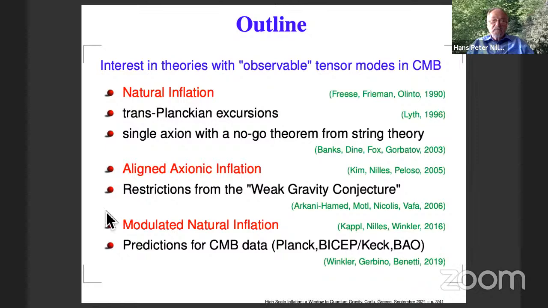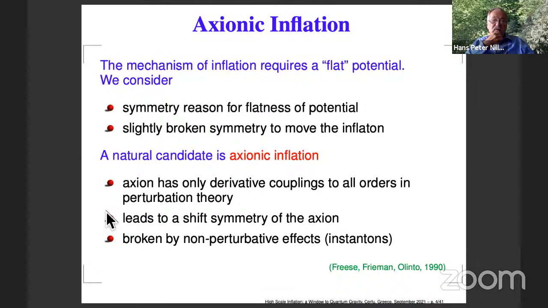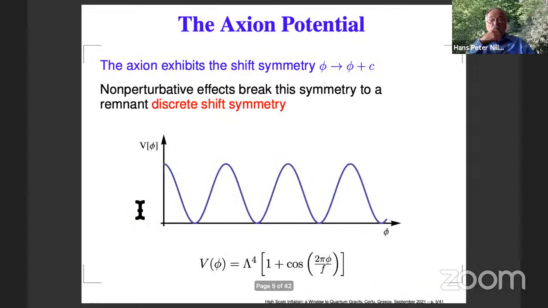So, for axionic inflation, when we want to have inflation, we require a flat potential. And of course, it is nice to have a symmetry for the flatness of the potential. Of course, it should not be completely flat, so it should be slightly broken because the inflaton has to move. As I said, a natural candidate is axionic inflation. The axion has only derivative coupling, so its potential is flat in all orders of perturbation theory because there's a shift symmetry of the axion, which is then broken by non-perturbative effects, instantons, and it breaks then down to a discrete shift symmetry. So this will be the axionic potential.